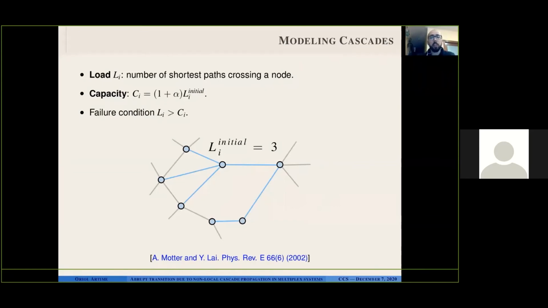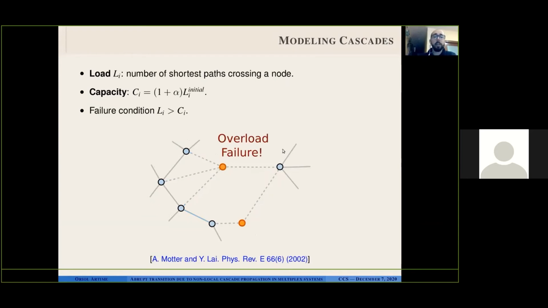For example, look at this sketch. Let's focus on this central node. The initial load is 3 because there are 3 shortest paths crossing the node, but then a node fails. The shortest path between this node and this node is now over here. So now the load of this node is increased by 1 unit. Let's say that now the load is higher than the capacity, then the network has suffered an overload failure. And this cascade can propagate in a cascading way, failure after failure.